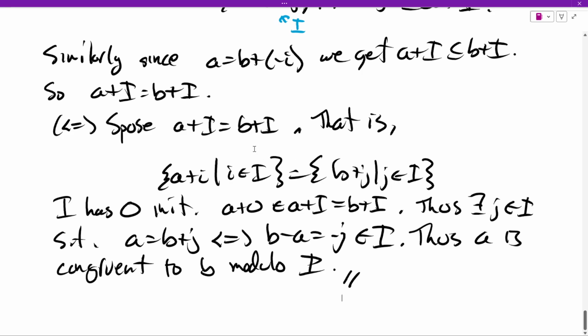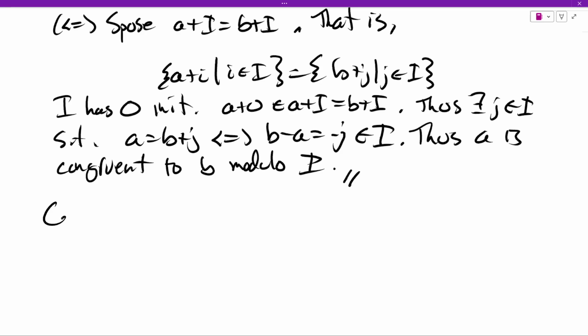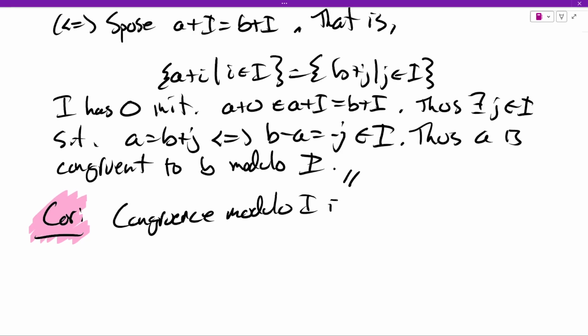And let me also notice as a corollary, an immediate corollary, that congruence modulo I is an equivalence relation. Just like we had to show congruence modulo an integer was an equivalence relation, congruence modulo I is also an equivalence relation.